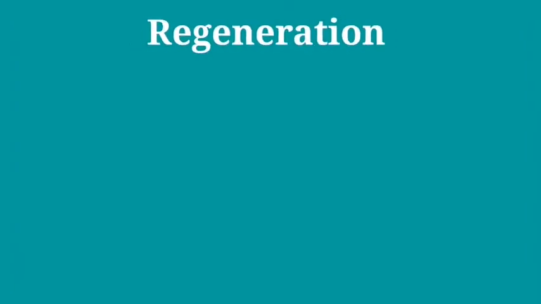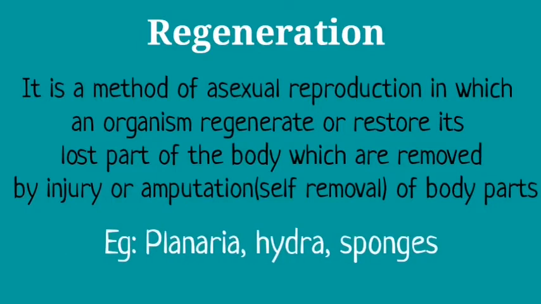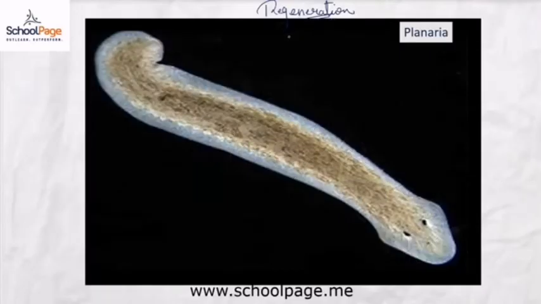Another method of asexual reproduction is regeneration. Regeneration is the ability of an organism to regenerate its lost part of the body which has been removed by injury or splitting of the body into 2 or 3 parts. Regeneration is common in lower plants like algae, fungi, etc. and certain animals like hydra, planaria, sponges, etc. Here we can discuss the regeneration in planaria.